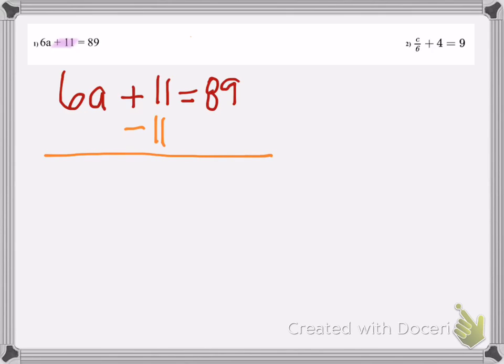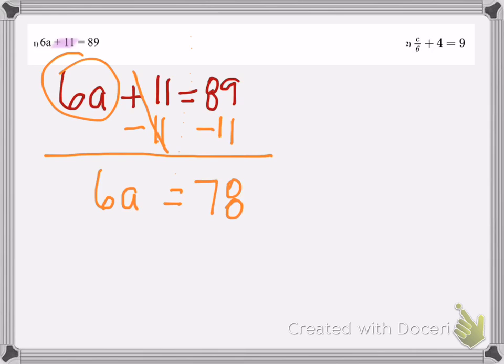And it's important to remember that the equal sign is what separates the two sides of the equation. So I also need to subtract 11 on the right side as well. Now when I do that, the positive 11 and the negative 11 cancel. That becomes 0. And what I have left is 6a. So I'm just going to rewrite that down here. 6a is equal to 89 minus 11, which is 78.